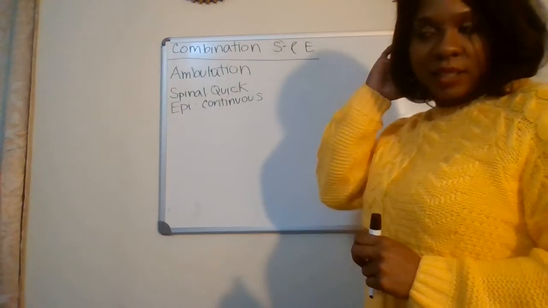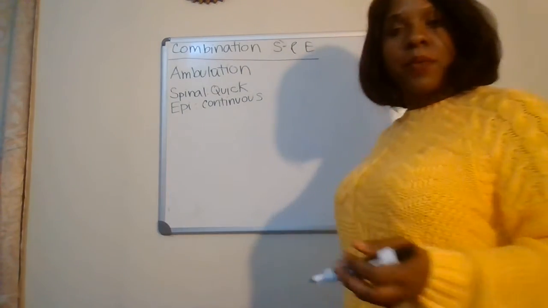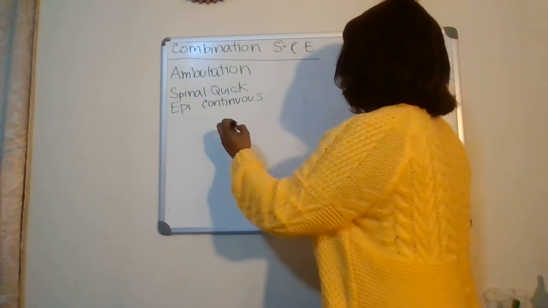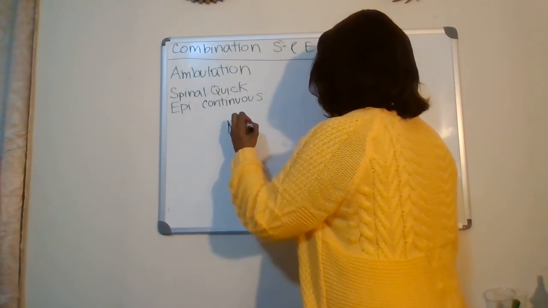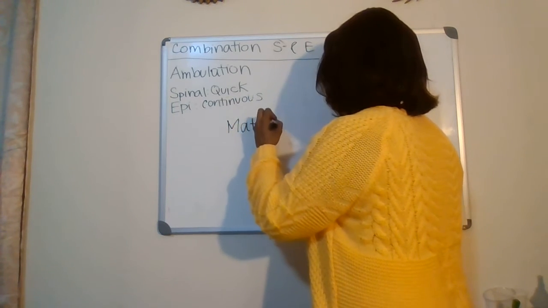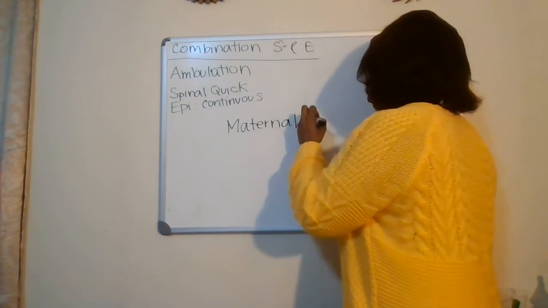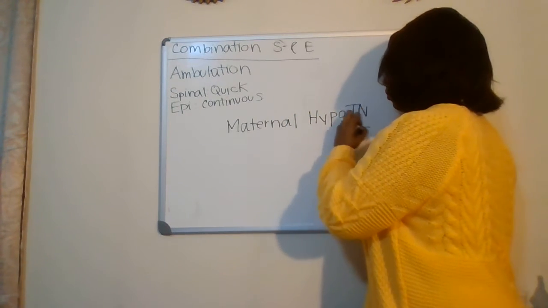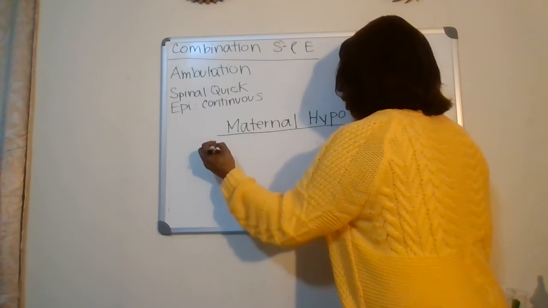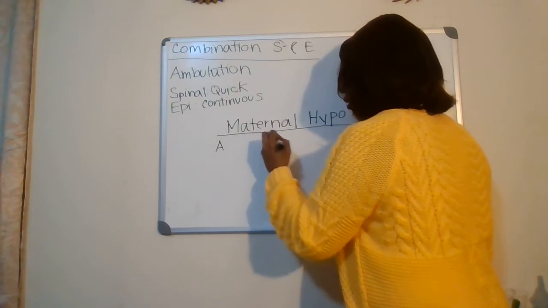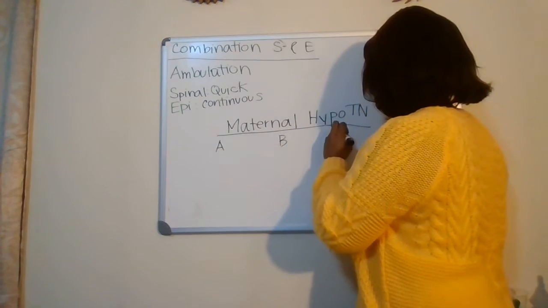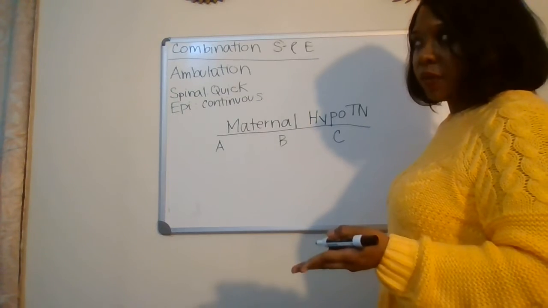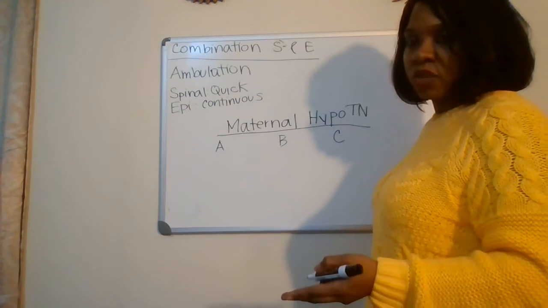Okay, since we're talking about CSEs, a similarity and problem with both of these is that spinal blocks and epidurals cause what's known as maternal hypotension. Okay. So what we want to do as the nurse is our ABCs: airway, breathing, circulation. Airway. She should be breathing. We know that this stuff causes respiratory depression.